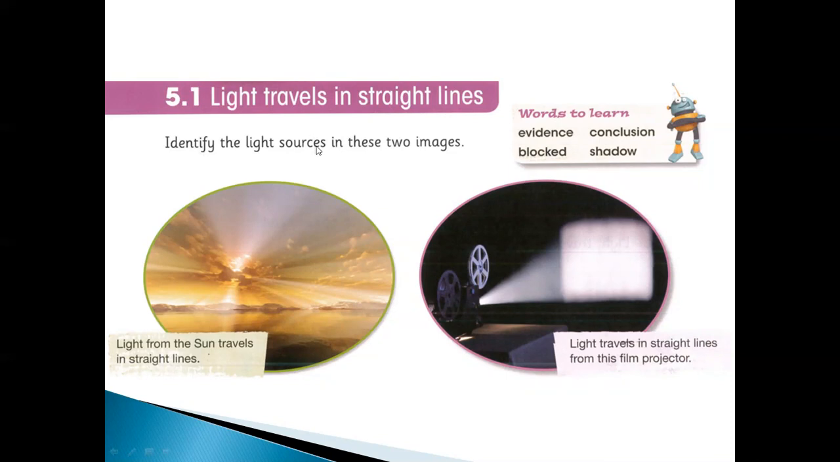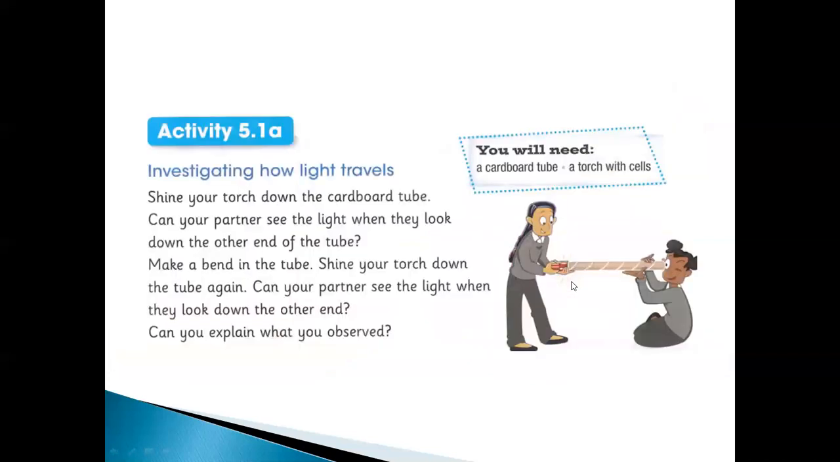Identify the light sources in the two images. Here you can see sunlight, and here light travels in a straight line from the projector. This is a projector. So light from the sun travels in straight lines, not bending or curving, in straight lines. And the same here, light travels in straight lines from the film projector. You open the projector here and the light comes out in a straight line. So light always travels in a straight line.